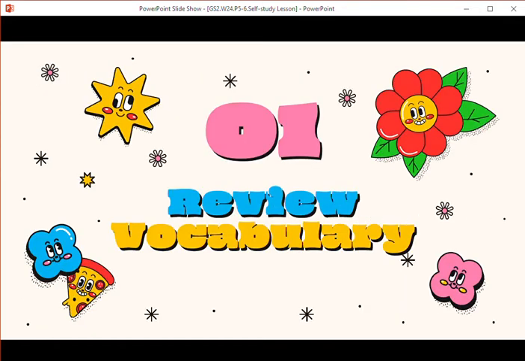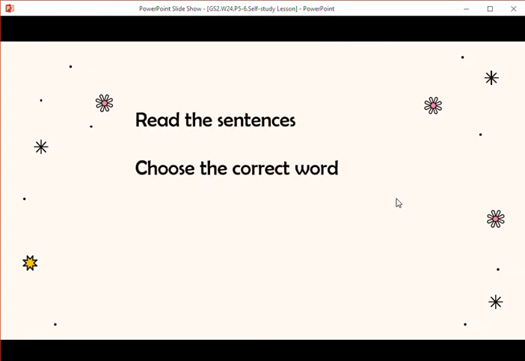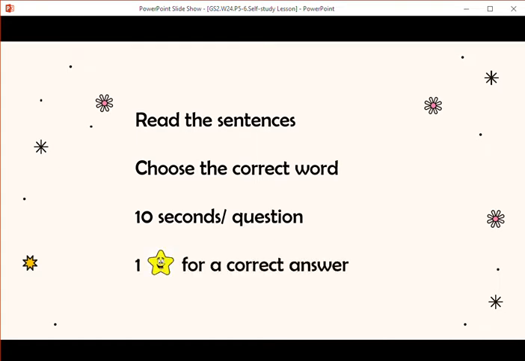Now, let's come to number 1, review vocabulary. We are going to play a game. You will read the sentences, choose the correct word and write it down onto your notebook. You will have 10 seconds per question. And draw a small star if you have the correct answer. Are you ready for the game? Now, let's go.